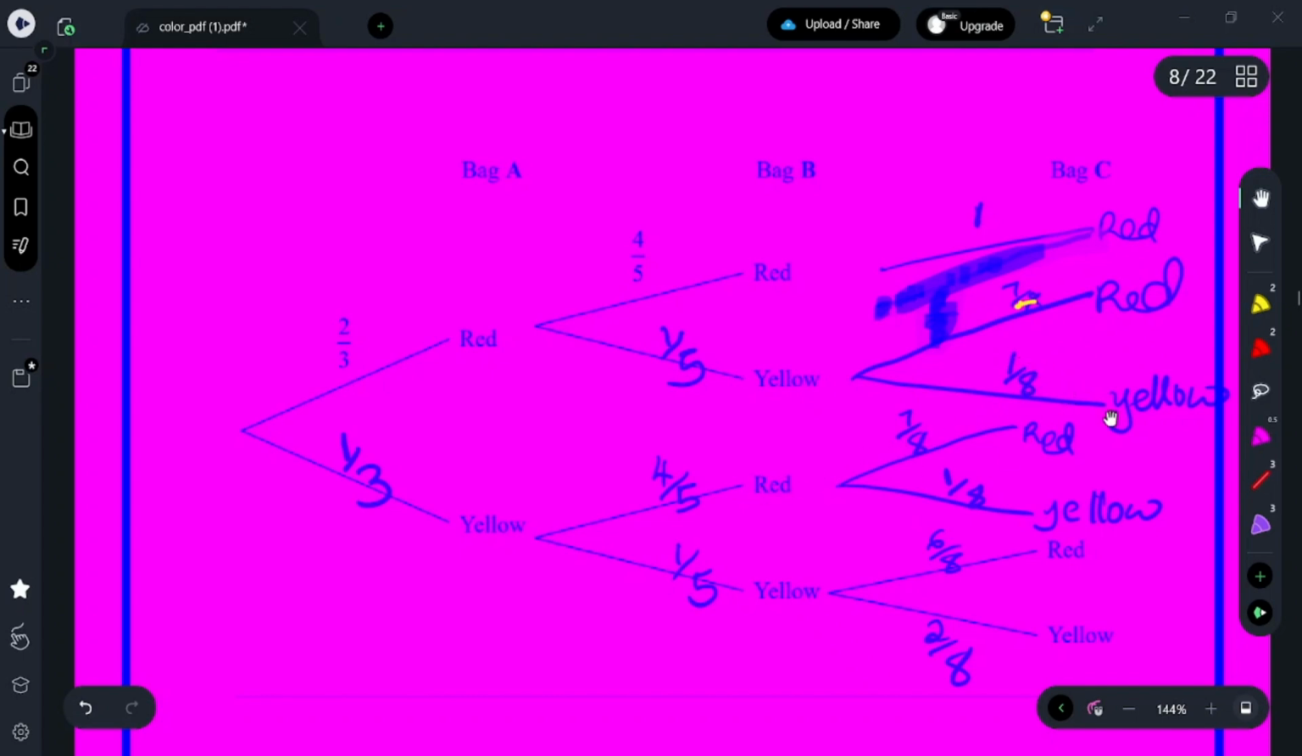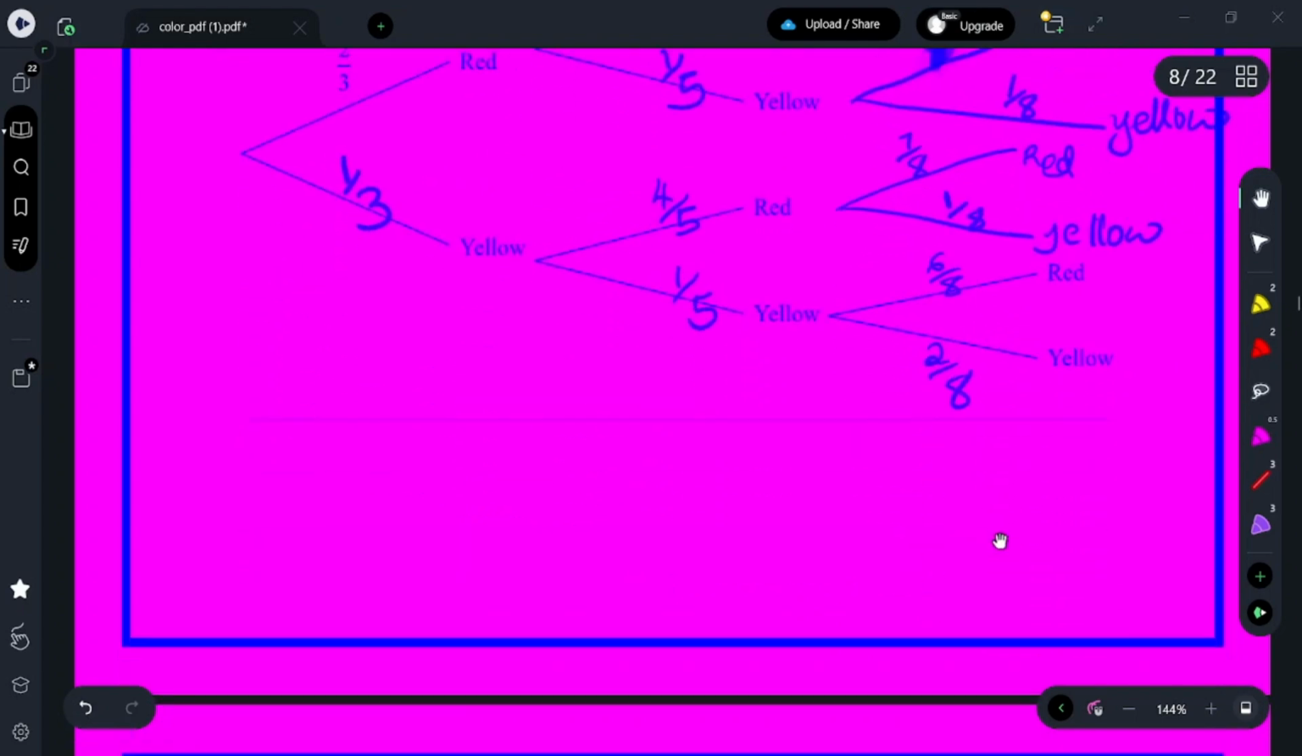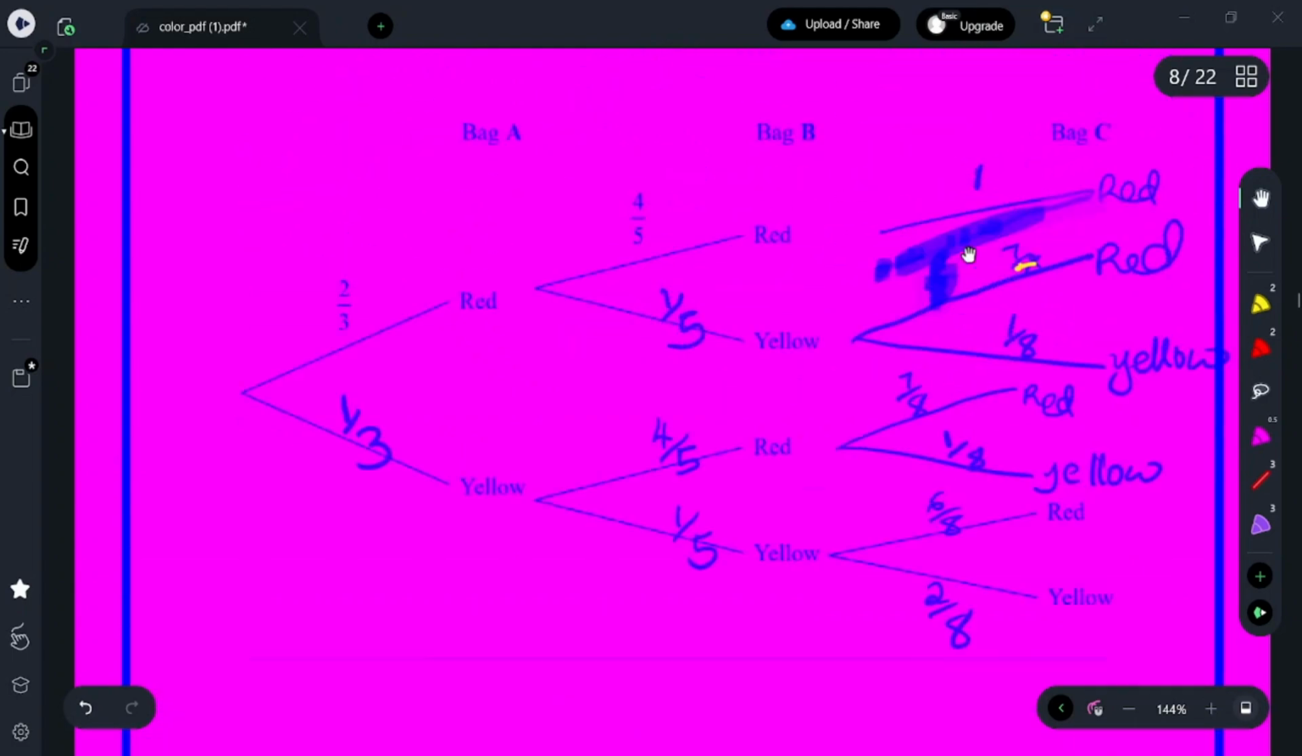We come to picking a red after picking a yellow in bag A and picking a red in bag B. So the total becomes 8 and the probability of getting a red now becomes 7 over 8, instead of 6, because of the addition of 1 red. And lastly, we have got a yellow ball from bag A and a yellow one from bag B, and eventually we are going to have a probability of 6 over 8 of getting a red ball from bag C and a probability of 2 over 8 of getting a yellow ball from bag C. So that is it for the tree diagram.